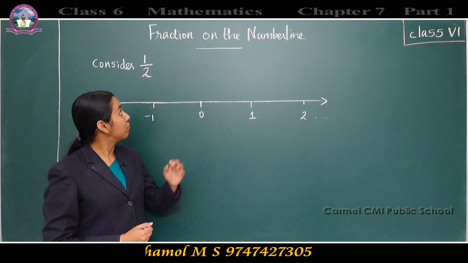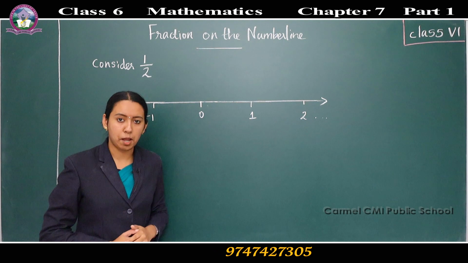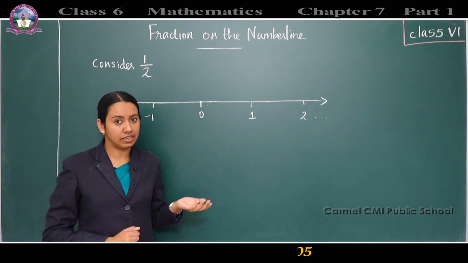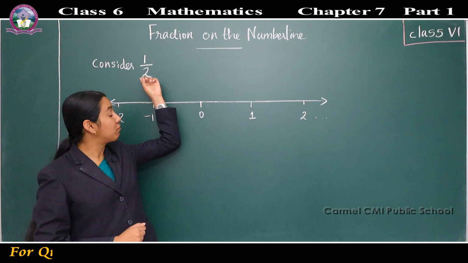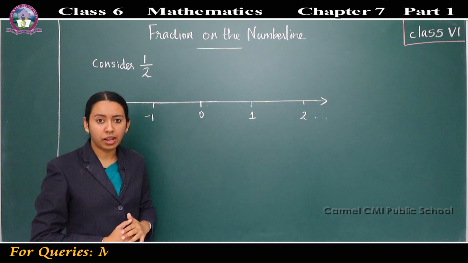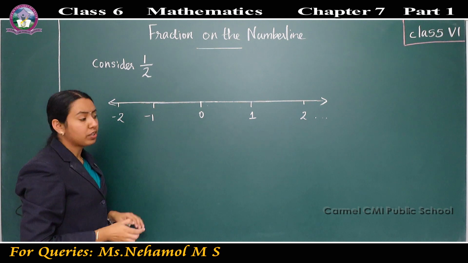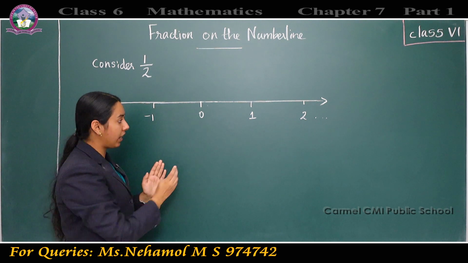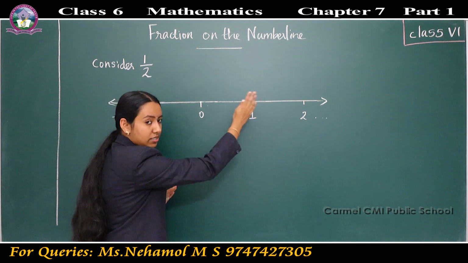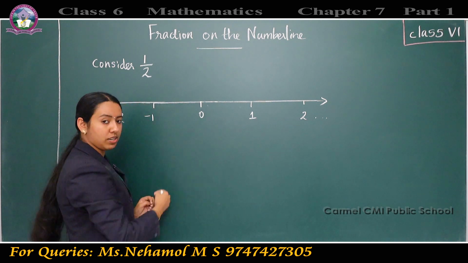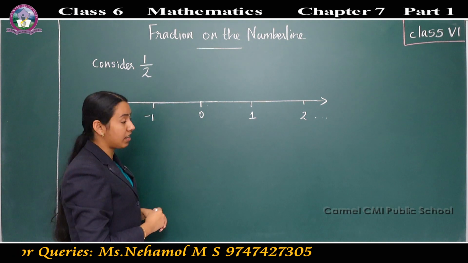Next topic, fraction on the number line. Like whole numbers and integers, we can represent fractions also on a number line. Consider the fraction 1 by 2. We know that for a number line, 0 is there. Then towards the right, positive integers are there. Towards the left, negative integers are there.